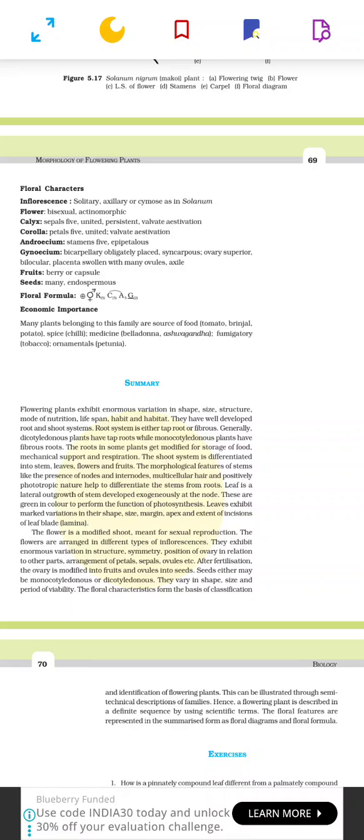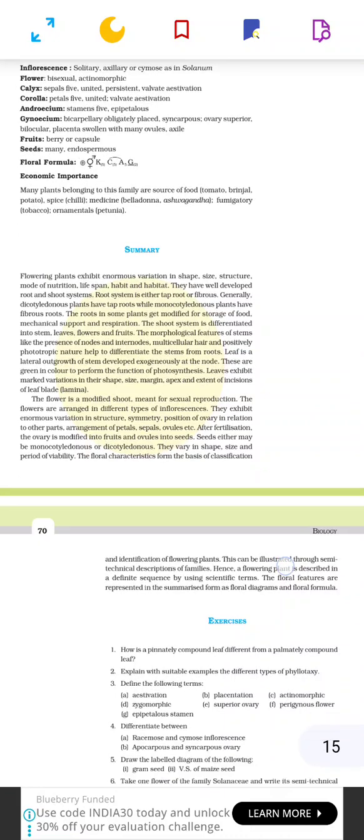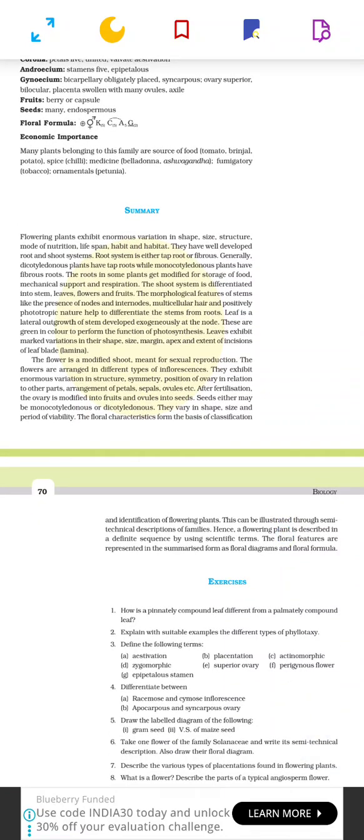Seeds may be either monocotyledonous or dicotyledonous. They vary in shape, size and period of viability. The floral characteristics form the basis of classification and identification of flowering plants. This can be illustrated through semi-technical descriptions of families. Hence, a flowering plant is described in a definite sequence by using scientific terms. The floral features are represented in summarized form as a floral diagram and floral formula.